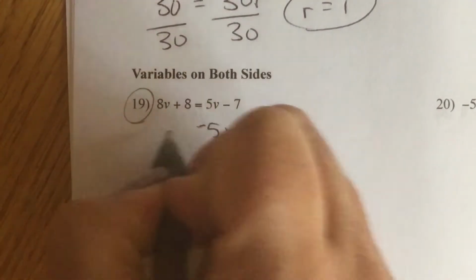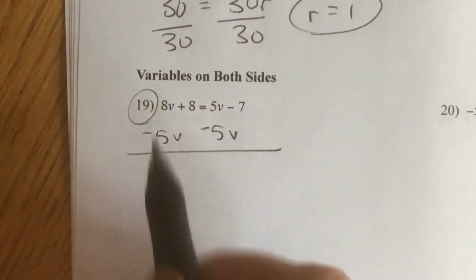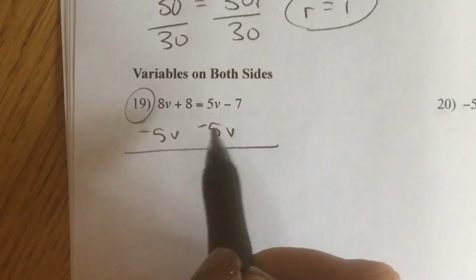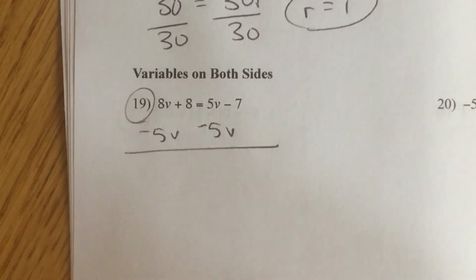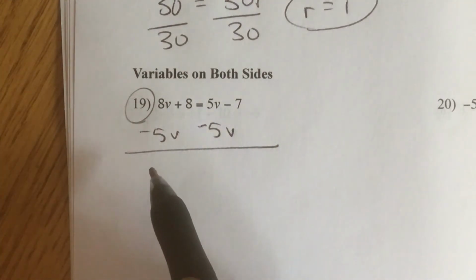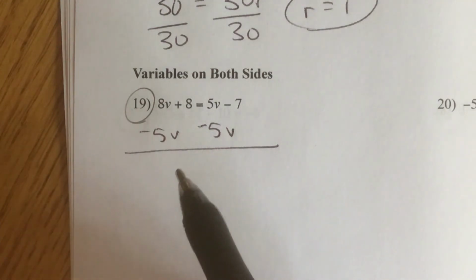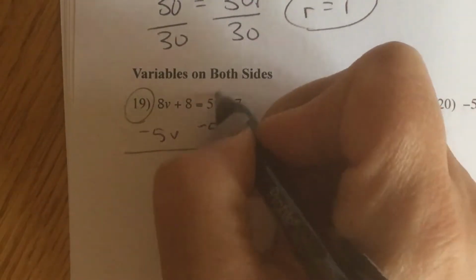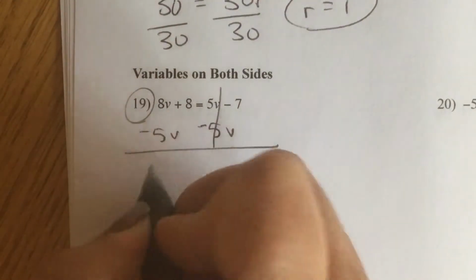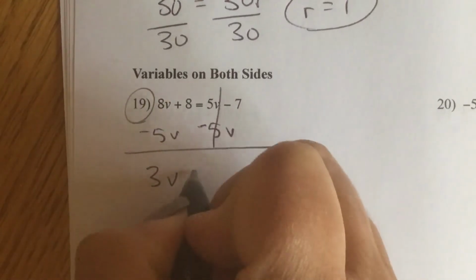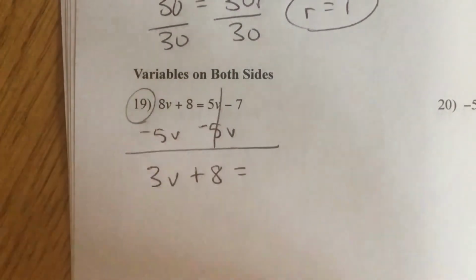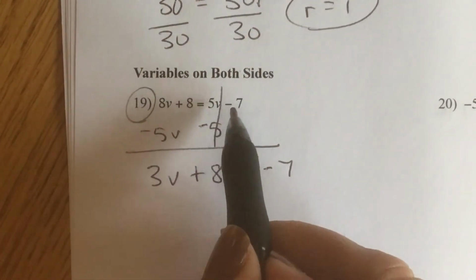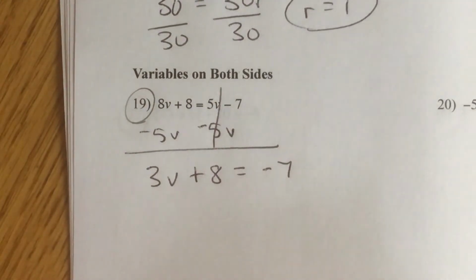So you're going to subtract 5V from both sides. You could subtract 8V. It doesn't matter, just like it wouldn't matter which drawer you put your socks in, it doesn't matter which side you put your variables on. Most people like to have them on the left-hand side. You can organize it so that you always end up with a positive number. It really doesn't matter. Okay, so the 5V is gone. 8V minus 5V is 3V. Bring down your plus 8, bring down your equals, and then this minus 7 becomes a -7. Don't forget to bring your minus down as a negative number.